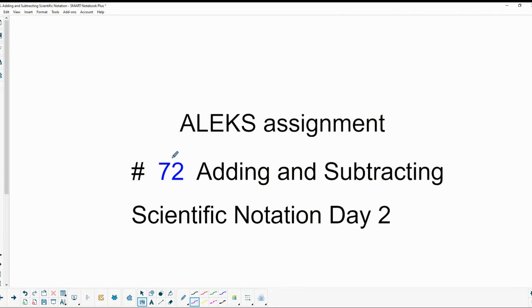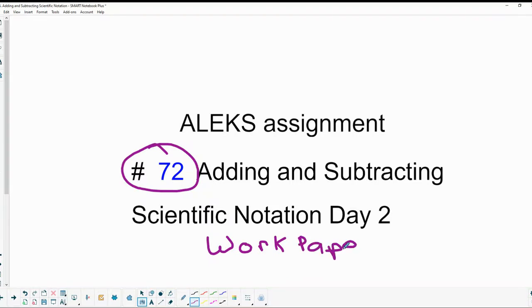So we're going to do more of those kinds of problems on this assignment than we did yesterday. So it's Alex number 72. And we need you to get a work paper. So make sure you get a work paper, show your work, and good luck. So work paper needed. And thank you very much.